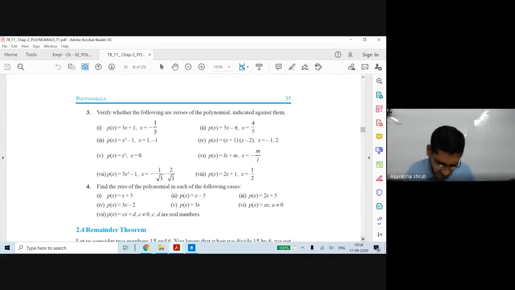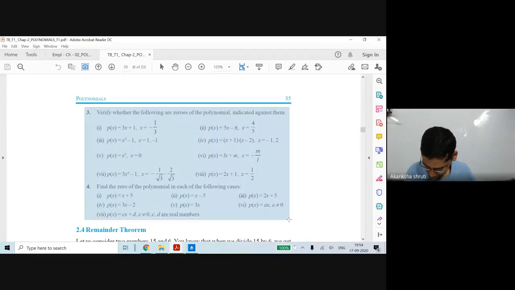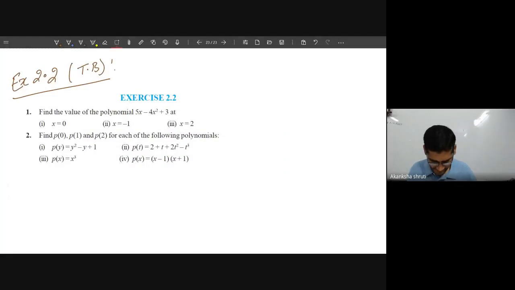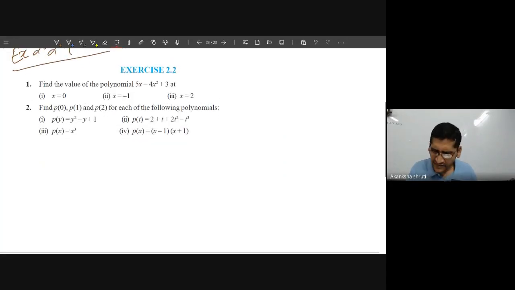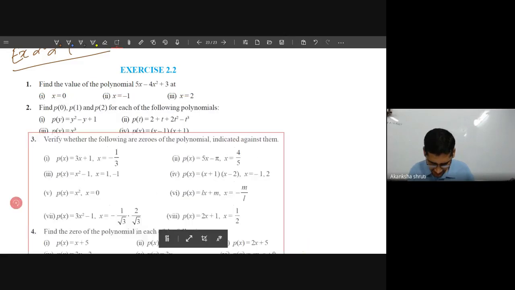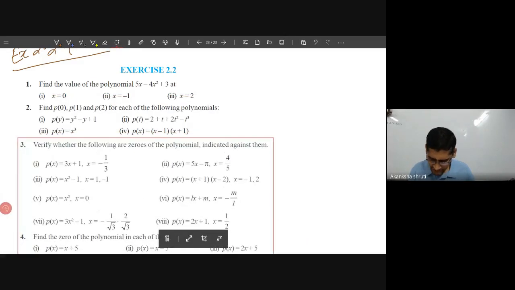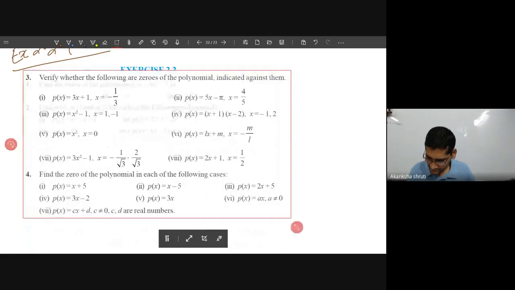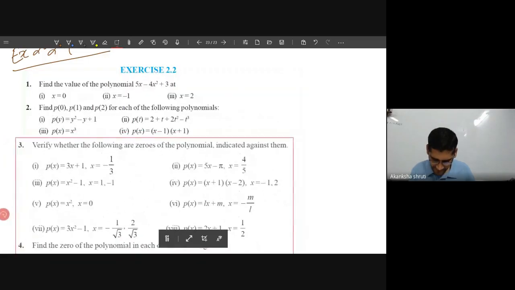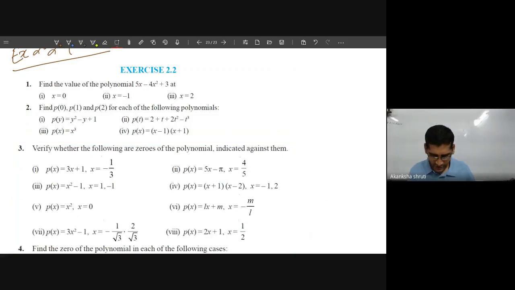So these are the other questions of the same exercise. Students, now let us try to do all these questions. I will just give you a hint. You will do all this as homework. This is basically homework, but I'm going to give you some more hints here.